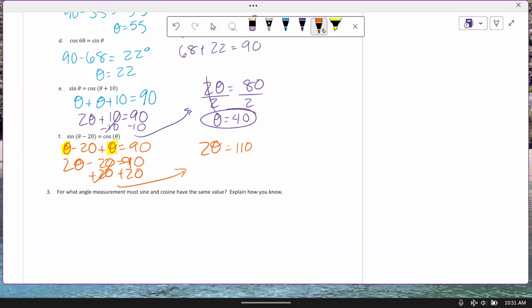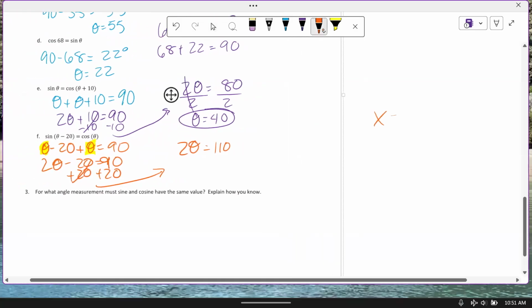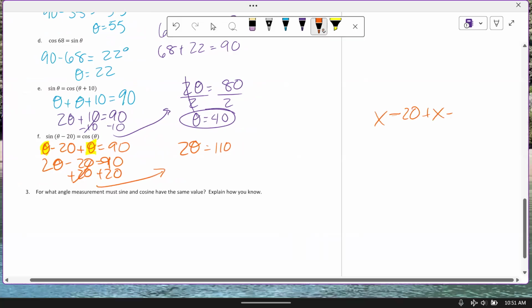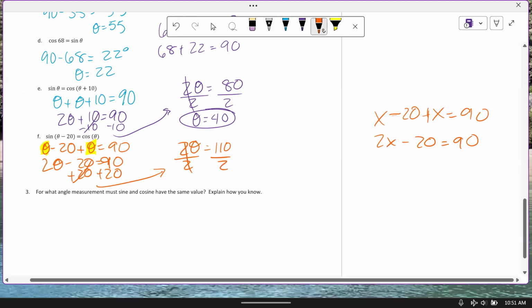Okay, divide out our 2 because we're trying to solve for theta, get theta alone. If theta's messing you up, take away the theta, plug in an x. You could just as easily do this as x minus 20 plus x equals 90, okay? You could just as easily solve for that and get 2x minus 20 equals 90. That is okay. If theta is making you so confused and overwhelmed, plug in an x instead of a theta. You're just trying to solve for the variable, so it doesn't really change anything. Okay. Divide out our 2, and you get 110 divided by 2, which would be theta equals 55.